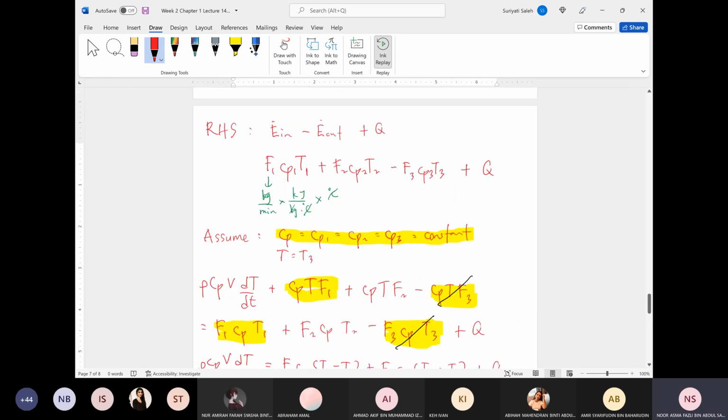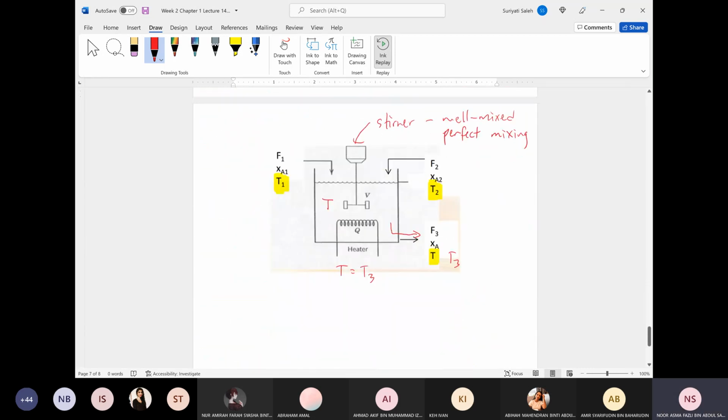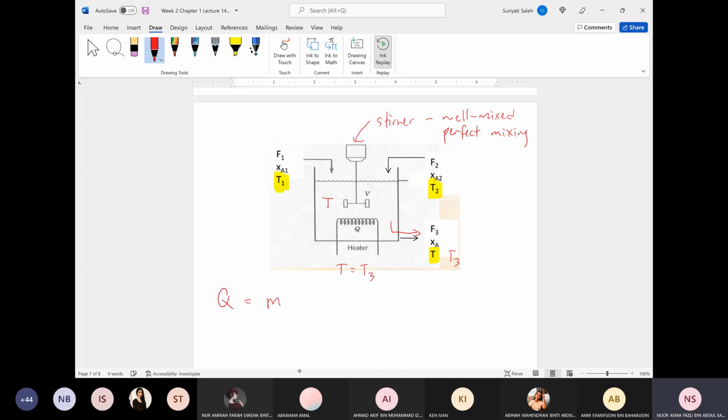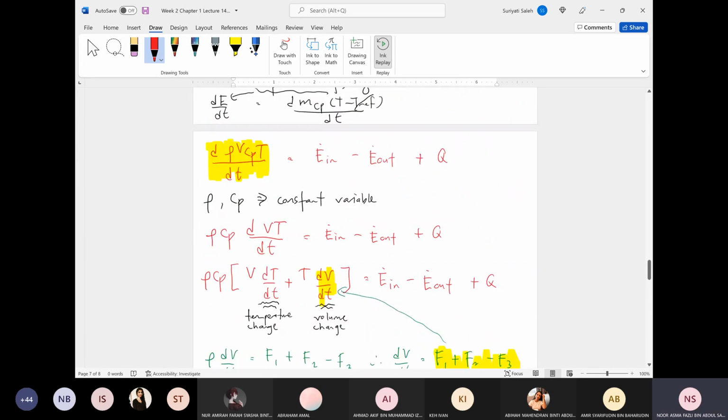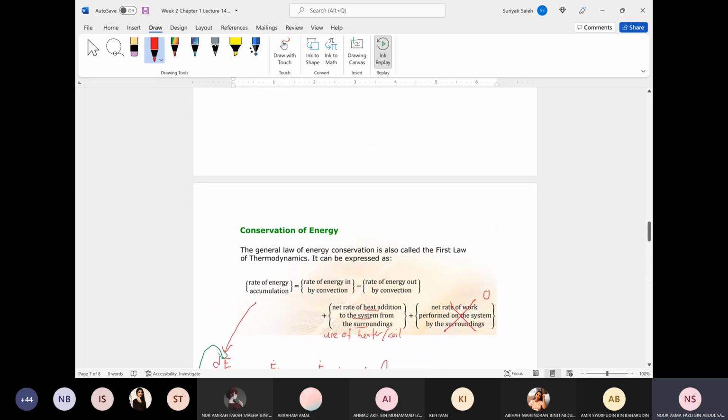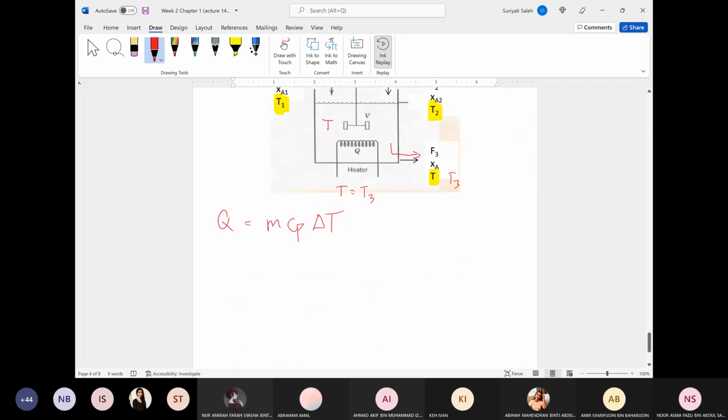All right, in this case, where is the diagram? So here the Q is coming from the heater. Why don't we use Q equals m Cp delta T over there? The problem here is that this Q is not by convection. The convection, if we refer to the notes, is the rate of energy by convection, heat addition to the system from the surrounding. So m Cp delta T is normally used for the case of convection.